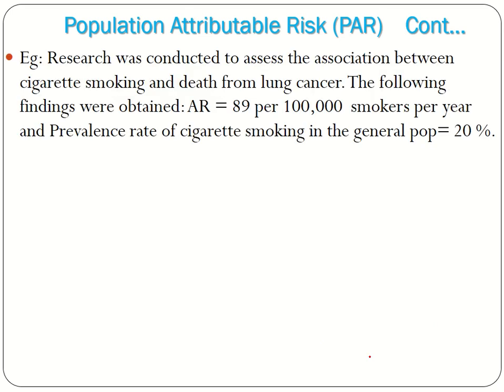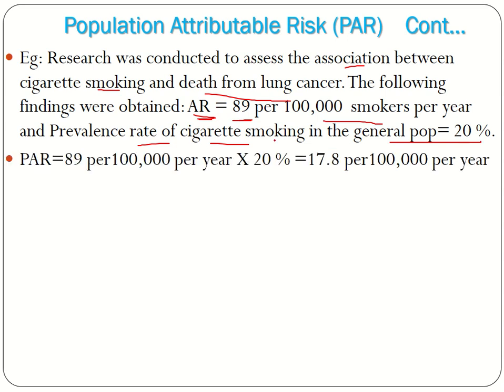To say it with an example, a research was conducted to assess the presence of association between cigarette smoking and death from lung cancer. The following findings were obtained. Attributable risk is 89 per 100,000 smokers per year. And the prevalence rate of cigarette smoking, which is the exposure, in the general population is 20%. So we have all the information to calculate the population attributable risk. So this is the attributable risk, the AR.